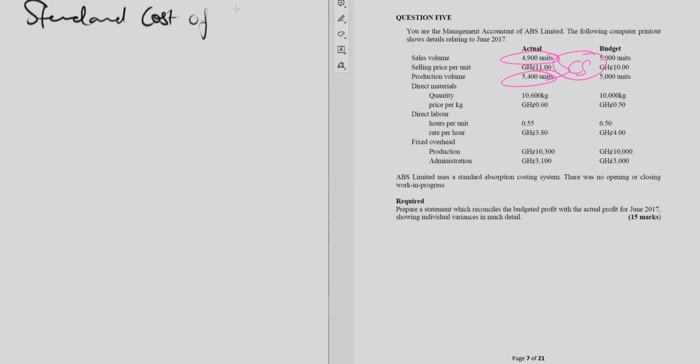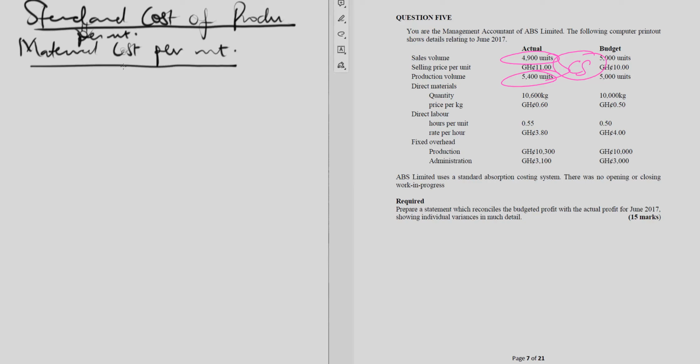So for my standard cost of production, first of all, I need material cost per unit, right? That's the first one that comes to mind. So how do you get material cost per unit? From our data given here, we are dealing with standard, and you know the standard is the budget in per unit form, is the budget per unit. So now that we want standard material cost per unit, when we come here, we can see that we have been given quantity in total, not per unit, right? So the quantity of material that is given here, they are all in total.